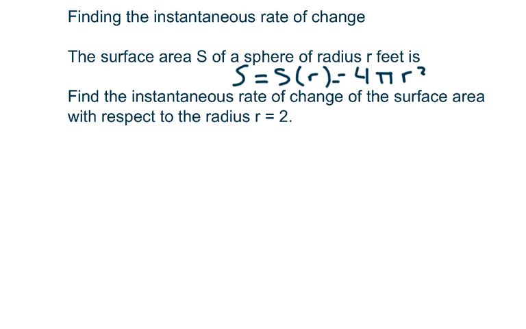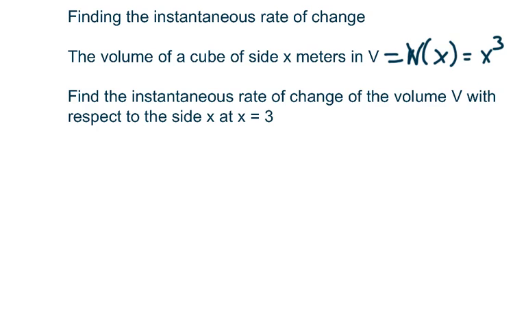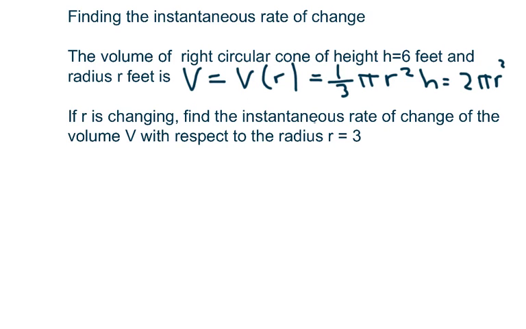This is finding the instantaneous rate of change. There's 4 or 5, I believe 5 word problems, and it involves using the derivative. So we're going to find the surface area of a sphere. No, this is the wrong one. Let's go back.